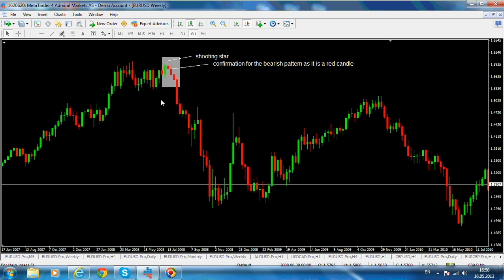With this, I ended the stars chapter. We've had the morning star, the evening star, and now the shooting star. The morning star and evening star, the group of candles, and now the shooting star. And this is the end of the subchapter dedicated to the shooting star.